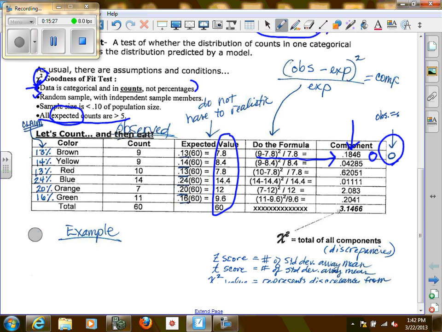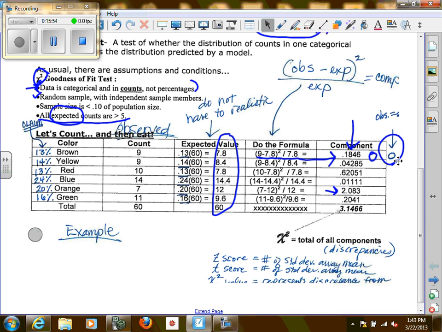Well, what's the flip side of that? Here's my example. I have a 2.083. What does that imply as it gets larger? That you are farther away. And it's always a positive number, so it doesn't mean necessarily you have higher or less. The bigger your component gets, the farther you are away from expected.